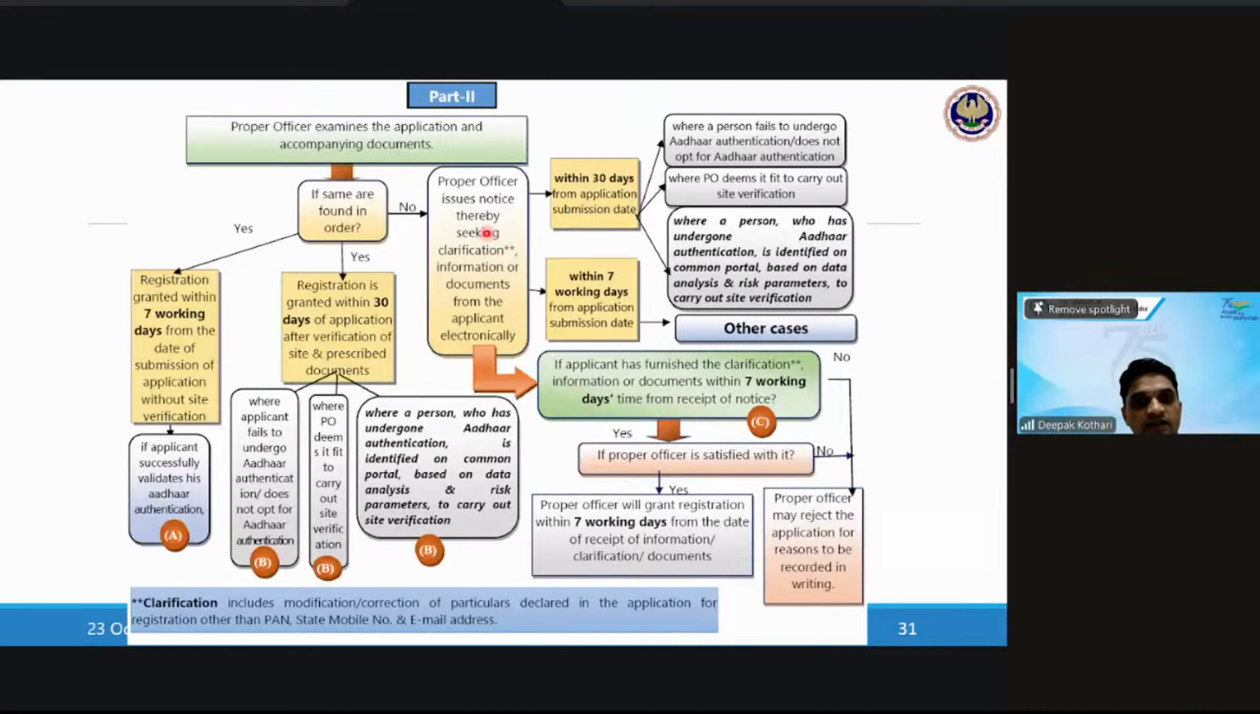Now, if proper officer issues notice within 30 days from the application submitted date or within 7 working days, that is, if he is not satisfied, then he has again 2 times. If Aadhaar is authenticated within 7 days, if Aadhaar is not authenticated, then 30 days. So, see the time limit which the officer will have.